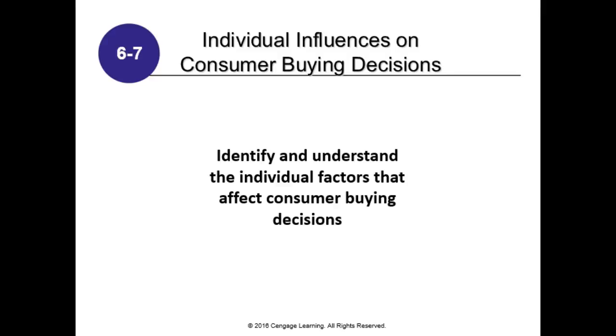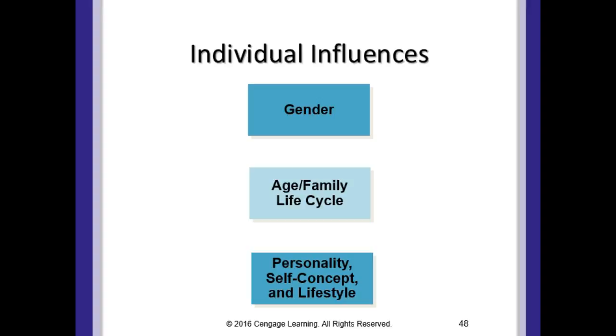All right, identify and understand the individual factors that affect consumer buying decisions. Some of the individual factors or influences that you see here: gender, age, family life cycle, kind of combined there, and then personality, self-concept, and lifestyle. Obviously, gender is going to have a major influence over the buying process and buying decisions. Age and family life cycle can have a significant impact on consumer behavior as well.